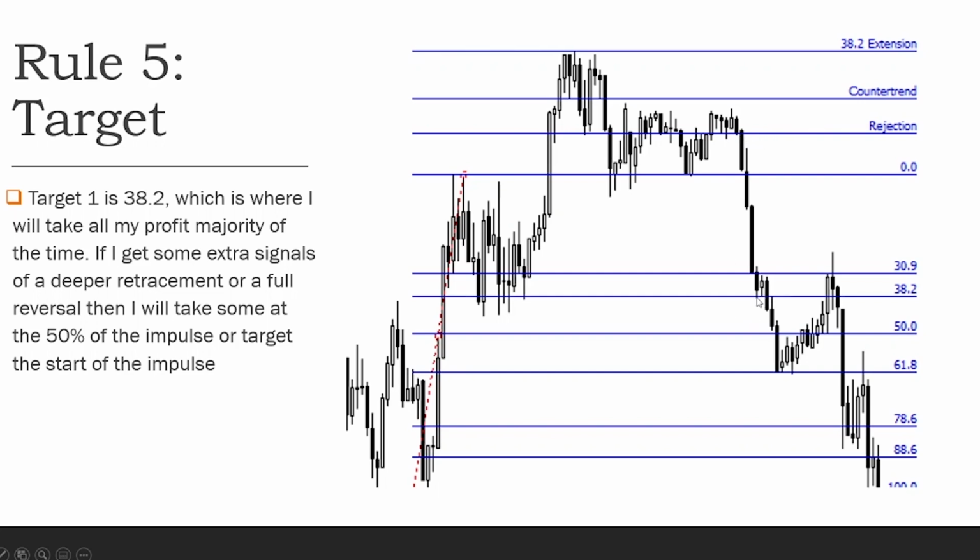Majority of the time I'm just getting out at 38.2, but you can take 50% off here and either run it down to the 50 or run the other half to the low. So on this particular trade, I managed to run the other half all the way down to the low, which is nice. You take 50% of your profit, you put your stop at break even, and then you run the other half down to the low. And as I mentioned, this one went all the way to 38.2 exactly, and then from there it reversed. So it does happen.